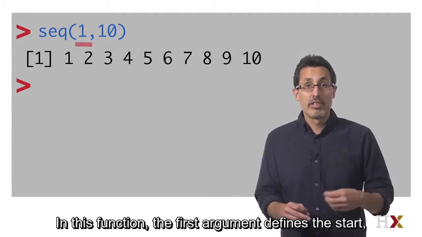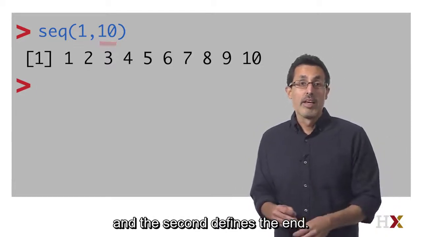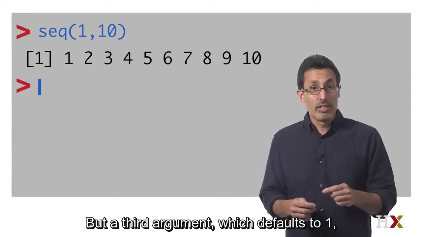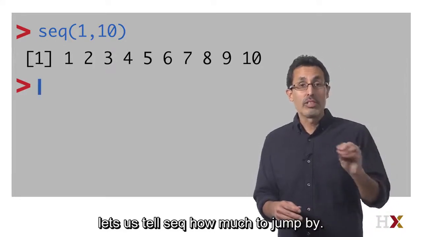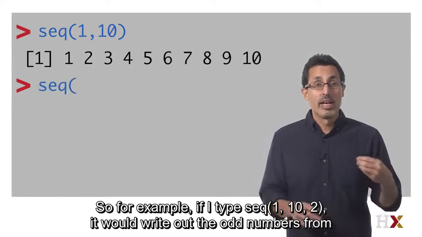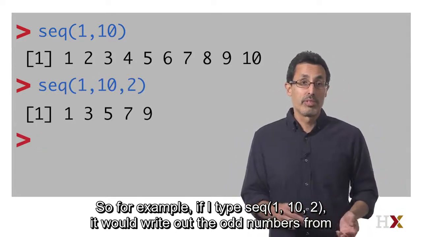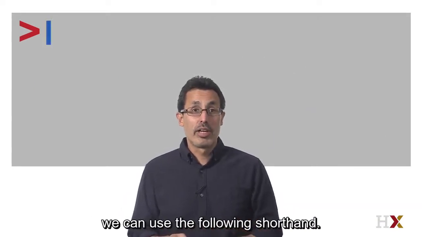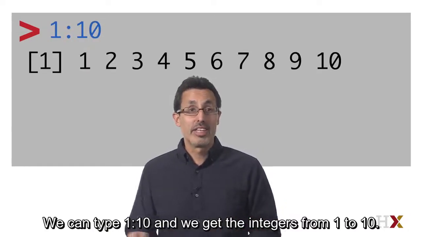In this function, the first argument defines the start, and the second defines the end. The default is to go in increments of 1, but a third argument, which defaults to 1, lets us tell seq how much to jump by. So for example, if I type seq 1, 10, 2, it would write out the odd numbers from 1 to 9. Note that if we want consecutive integers, we can use the following shorthand. We can type 1:10 and we get the integers from 1 to 10.